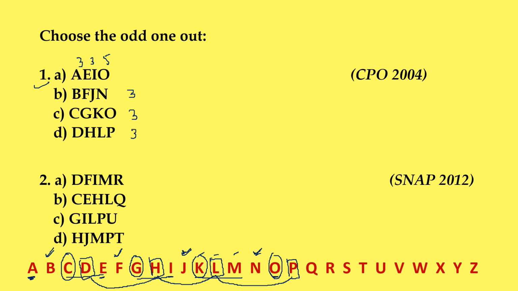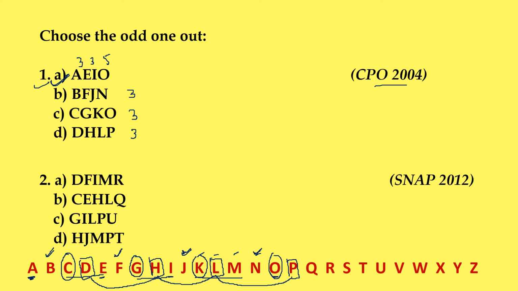So which option is the odd one out? Yes. So we'll mark option A as the answer because the difference is not the same as the other 3 options that are given to us. This is a previous year question which appeared in the CPO exam in the year 2004. Now let us look at the second question.